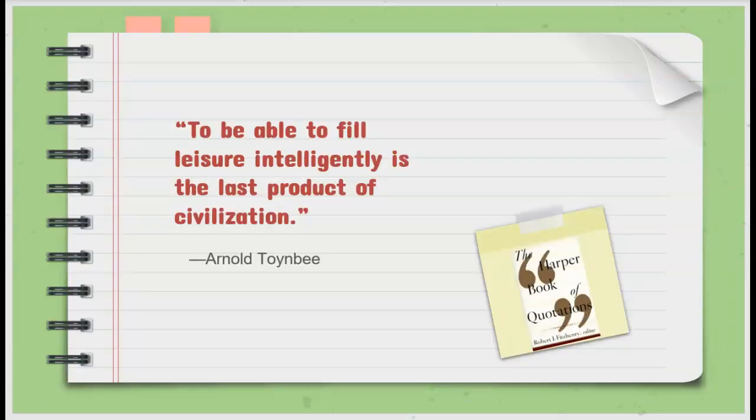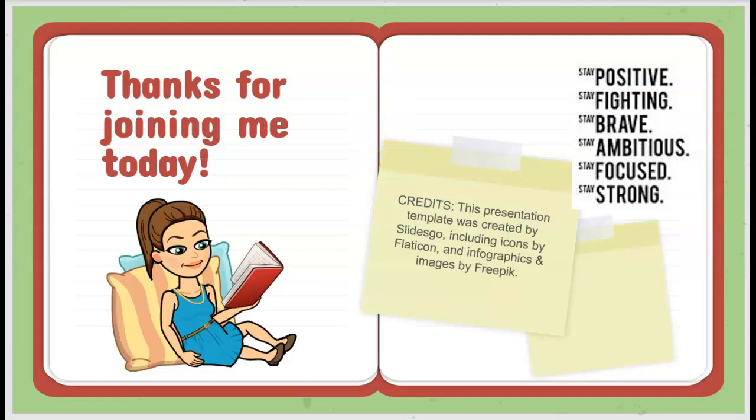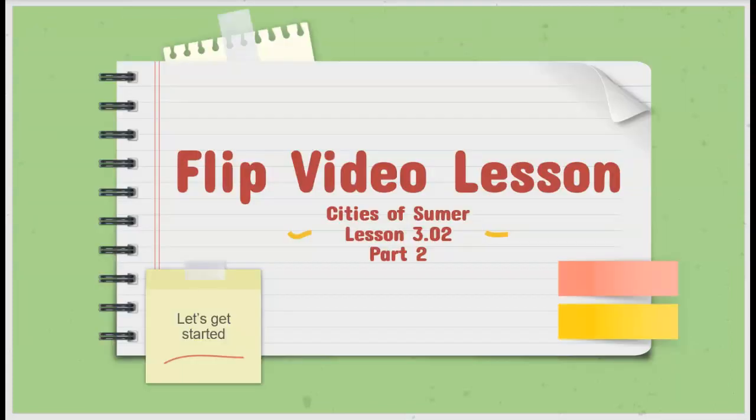And then our quote, "To be able to fill leisure intelligently is the last product of civilization." And that was said by Arnold Toynbee. And then we're not ending this flip video. Like I said, there's 2 parts. So let's go ahead and move right on to the second part.